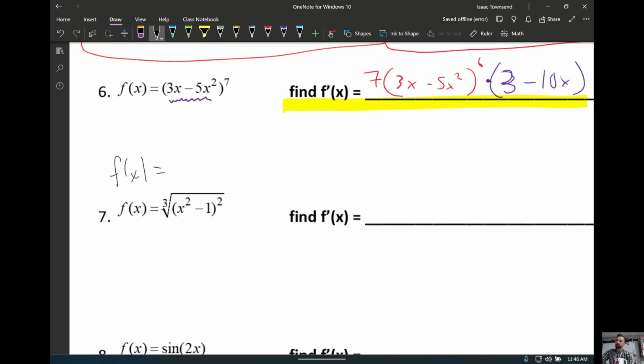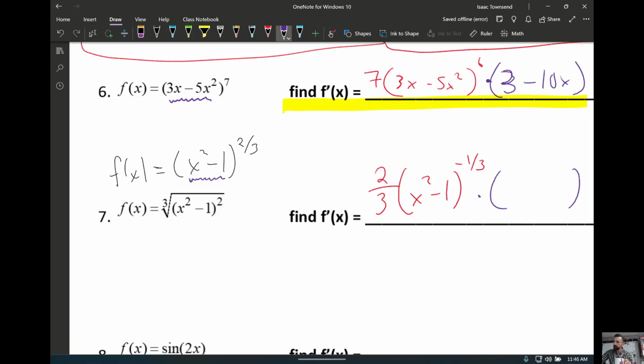Okay, number 7. First, I would probably rewrite this. We know a cube root is like an exponent of a third. So, the derivative of the outside would say bring the power down, lower the power by 1. I'm not going to worry about simplifying it all here. And then chain rule, you need to come back and multiply by the derivative of the inside.